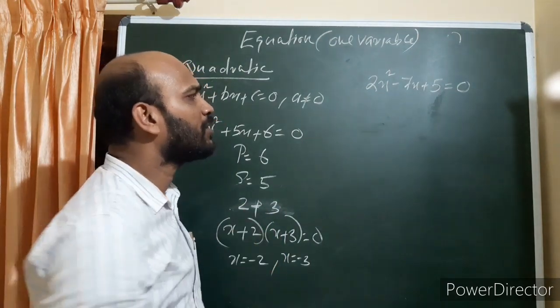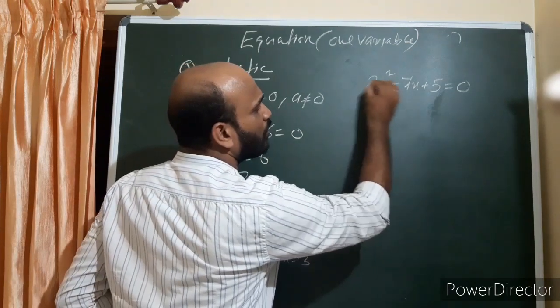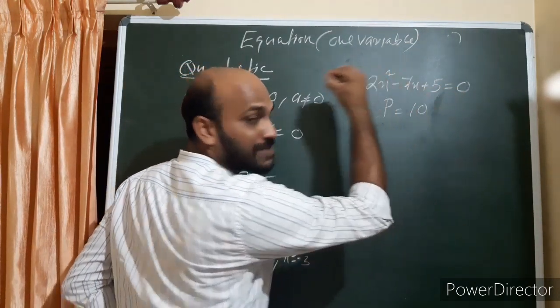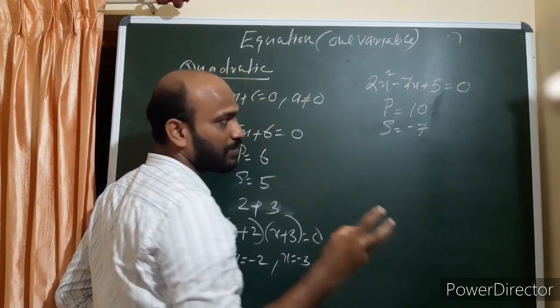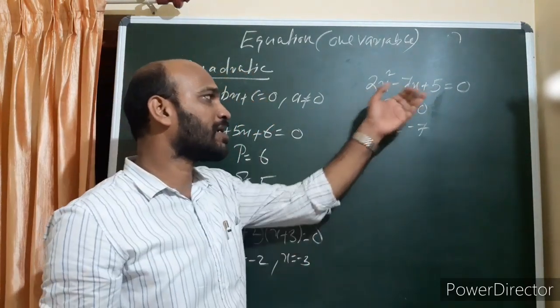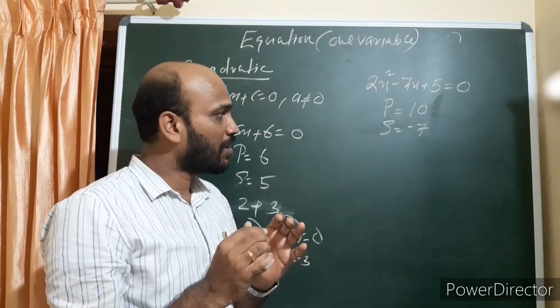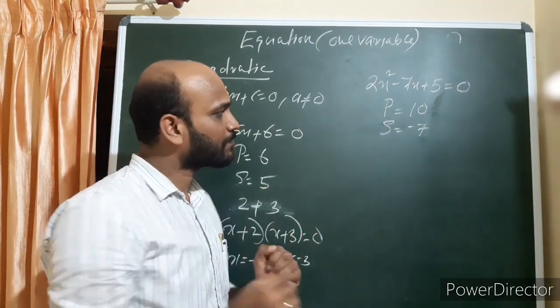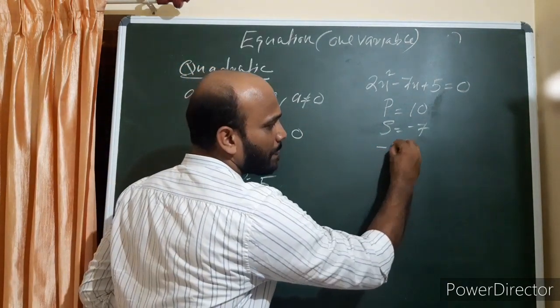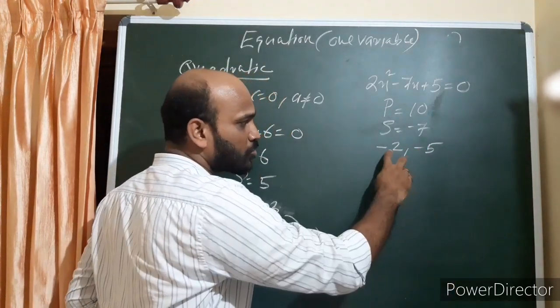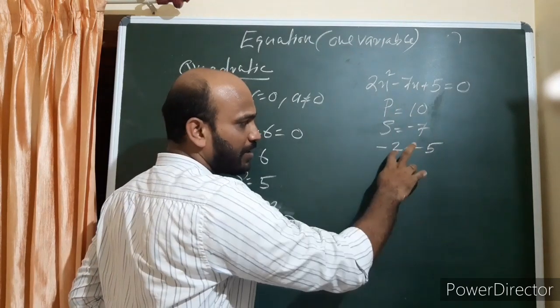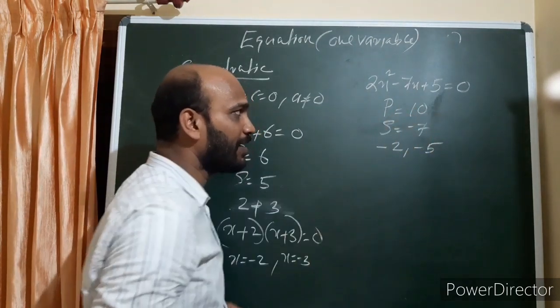You have to find two numbers, product equal to 2 into 5, that is plus 10, and sum equal to minus 7. Two numbers, product equal to plus 10, sum equal to minus 7. What are the two numbers? Two numbers are minus 2, minus 5. Right, minus 2 into minus 5 is plus 10, minus 2 plus minus 5, that is minus 7.